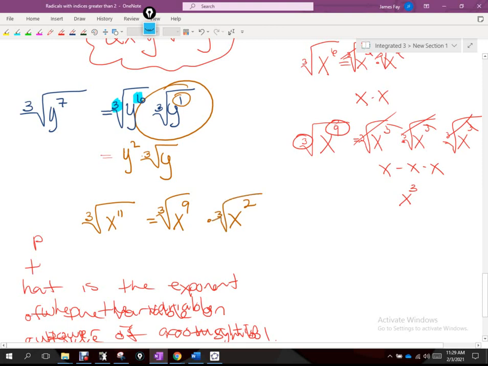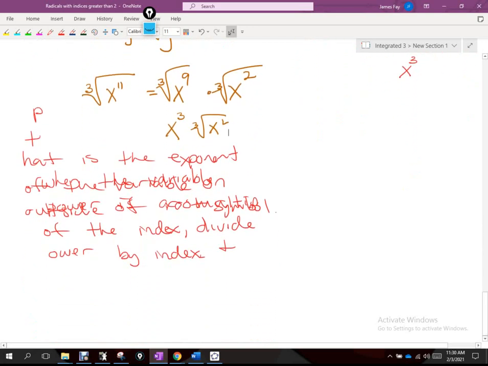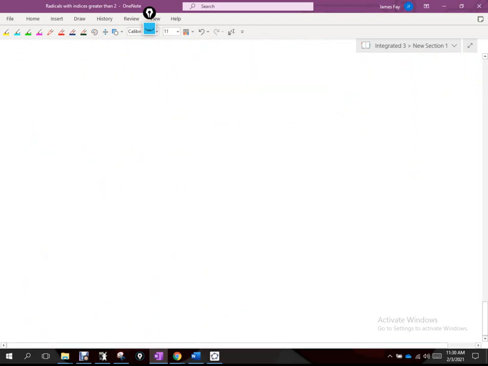What happens with this 3 and the 9? X cubed. And now these don't cancel, right? So I got then the cube root of x squared. Okay. So that being said, what if we change the index? What if we go the 7th root of x to the 16th?